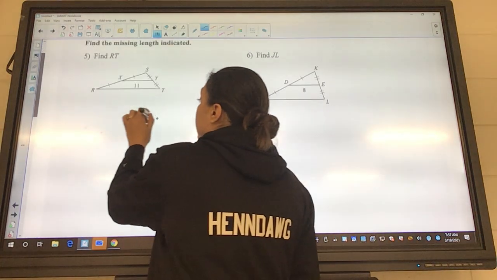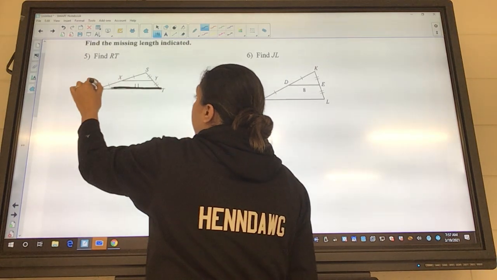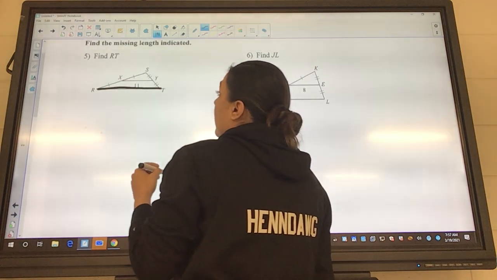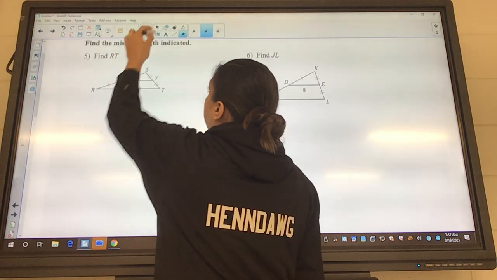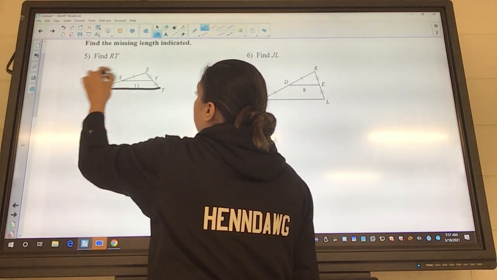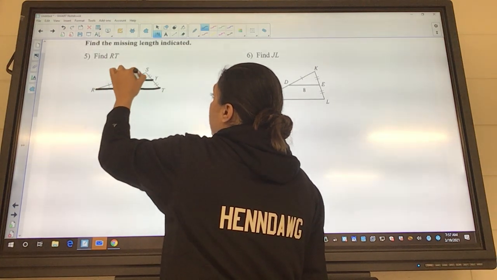Okay, so RT. Okay, well RT is here and it's 11. Okay, and midpoint means half. Okay, so if this is 11, what is the, well no, RT is not 11. So they want you to find RT. So RT is right here. And so this 11 goes to this XY.